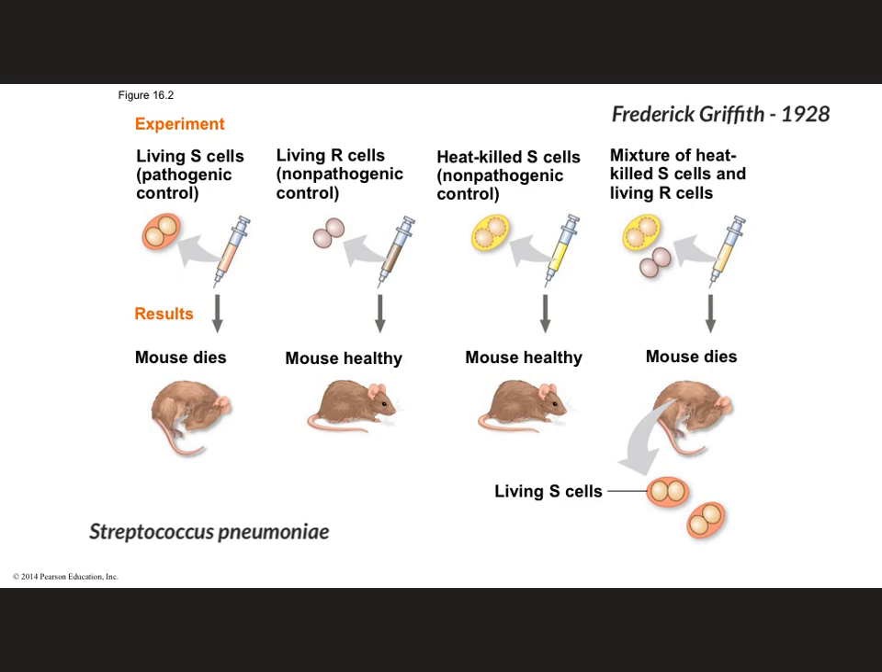Not only did he find out that the mouse would develop pneumonia and die, but when he took blood from these specific mice, he found that they still contained living S cell bacteria. From these experiments, he concluded that the R strain bacteria must have taken up what he called a transforming principle from these heat-killed S cell bacteria.